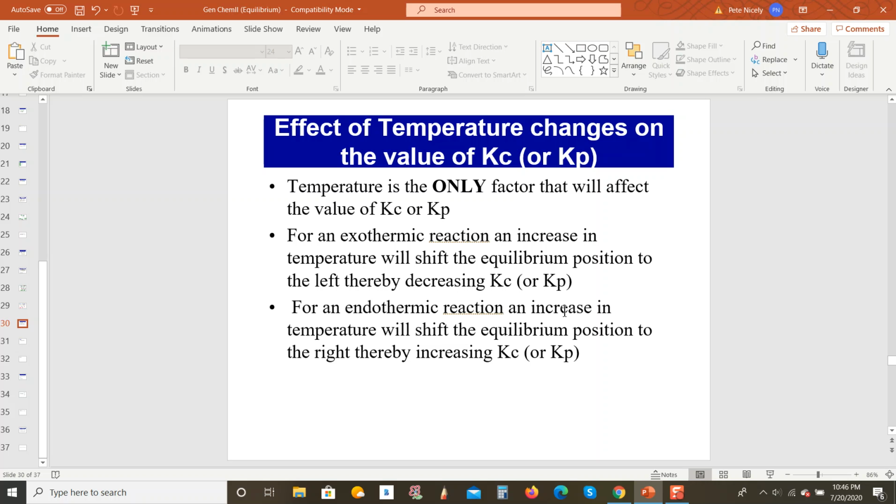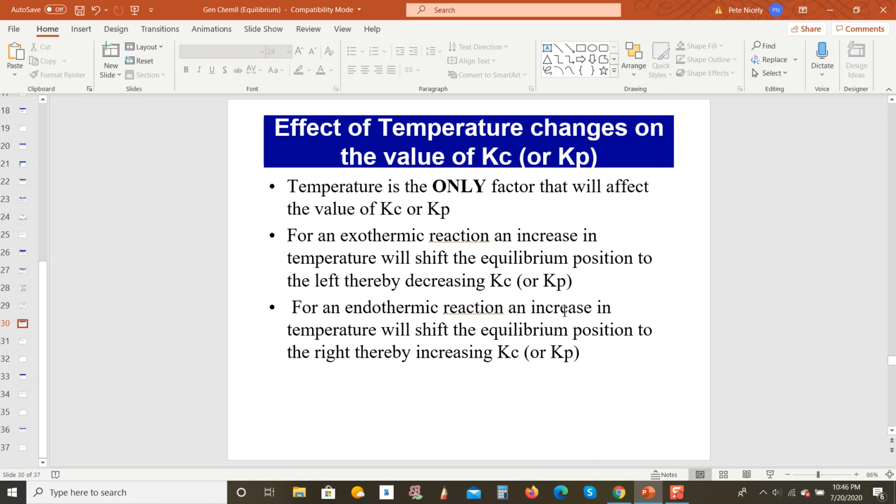So therefore, based on what we just discussed earlier, if you have an exothermic reaction and there is a shift to the left as a result of adding heat, then basically the result would be that Kc or Kp will decrease, right? For an endothermic reaction, where you have an increase in temperature, then the equilibrium position will shift to the right, and therefore, as a result, Kc or Kp will increase, all right? So this is only true for temperature, right?